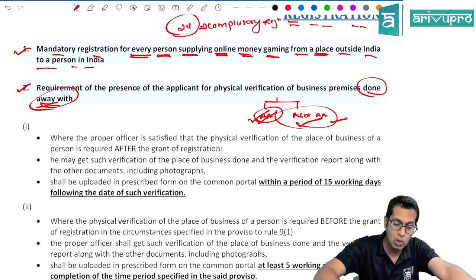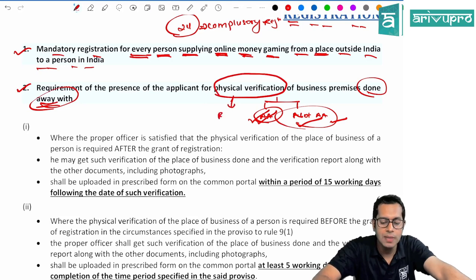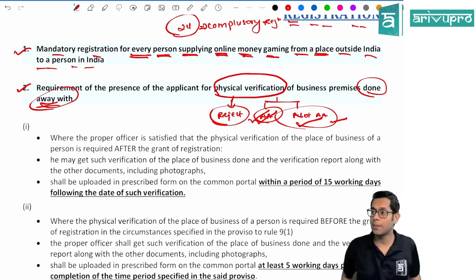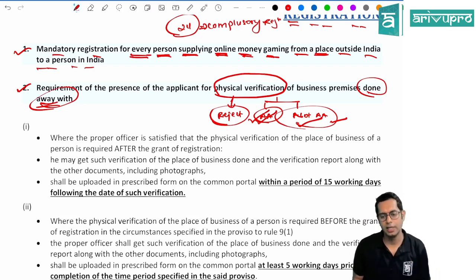Now, what used to happen at the time of physical verification? The officer used to reject my application. The GST officer used to reject the application whenever physical verification was happening. Sir, why was he rejecting the application?